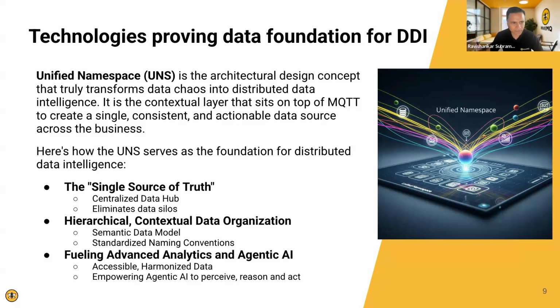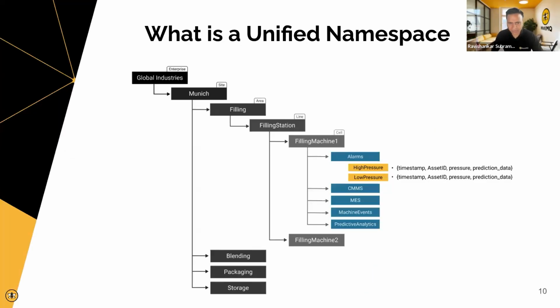So that's unified namespace. And this is a visual representation of what I just talked about, right? Typically, the way unified namespace is organized in the industrial world, and obviously Kudzai will go into more details, is using the ISA 95 model: you start with your enterprise, you go to your site, which may be Munich in this case, you go to area, your line, and then cell. And then under your cell, you have all of these different events, alarms, things coming from your maintenance system, your MES system, some events and other things that are happening.